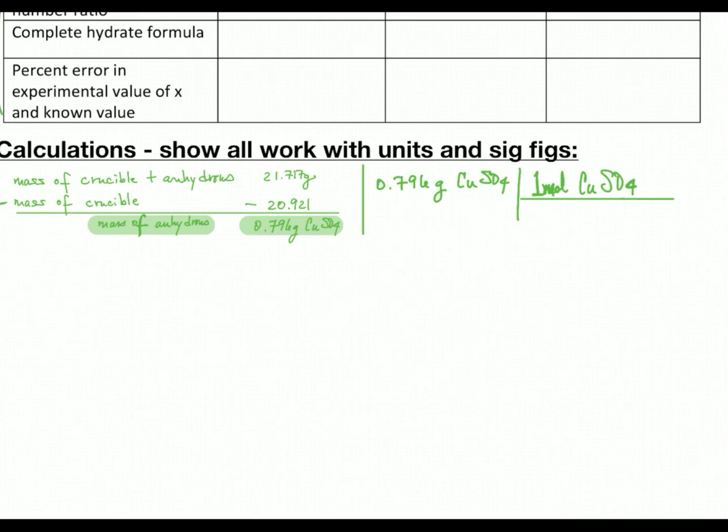So we're going to add 1 copper, 1 sulfur, and 4 oxygens together. When you do that properly, you're going to have 159.62 grams of copper sulfate is what you would have to have a whole mole. So we only have 0.796 grams. So when we do that math, that's going to be 0.00499 moles of copper sulfate.